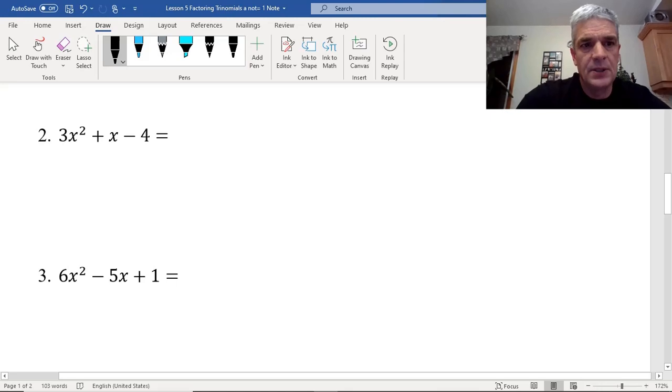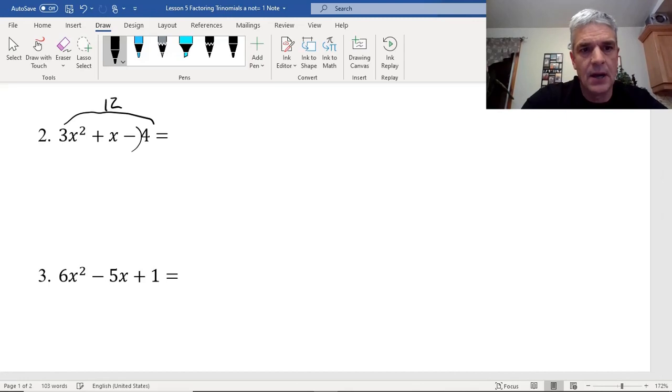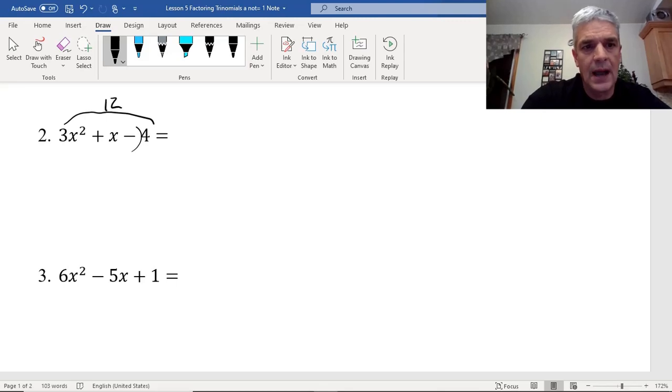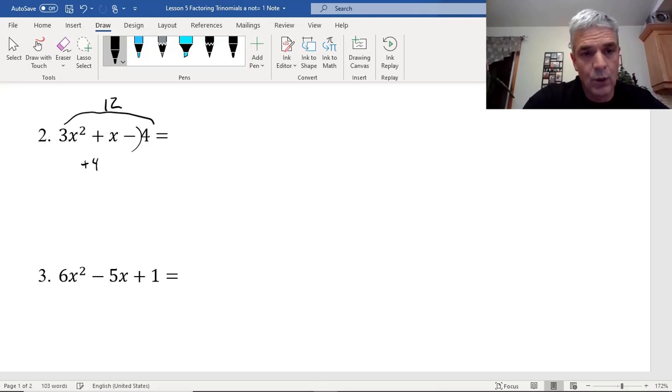Here's another one. In this case, we have, again, 3 times 4 to give me 12, but this time I have a negative sign, which tells me that this here must be a difference. So now I'm looking for factors of 12 that have a difference of the middle term, which in this case is 1, and that answer is going to be 3 and 4. So if I want to make this into a 3 and 4, I have to say plus 4, minus 3. So those two will multiply to give me 12, and they will add to give me 1, I apologize, 1. 4 minus 3 is 1.